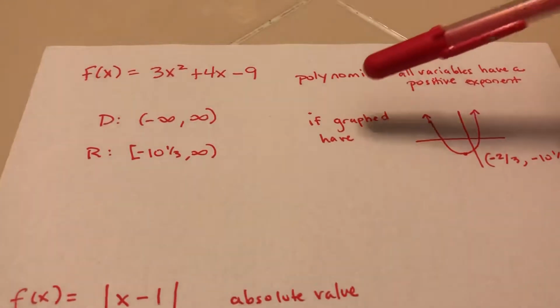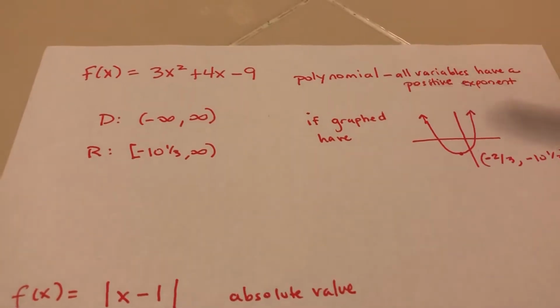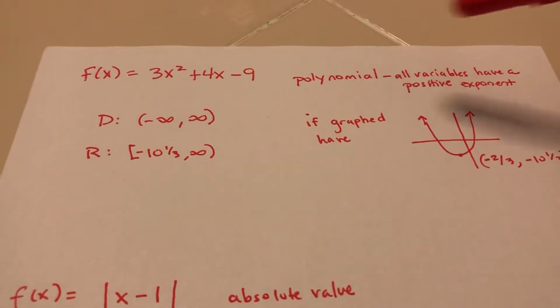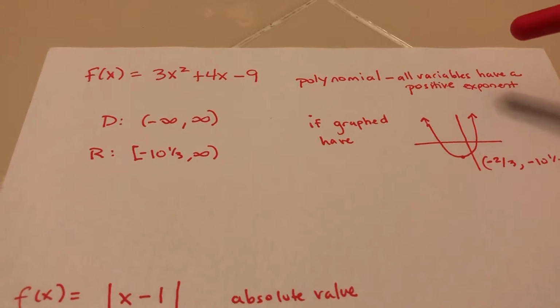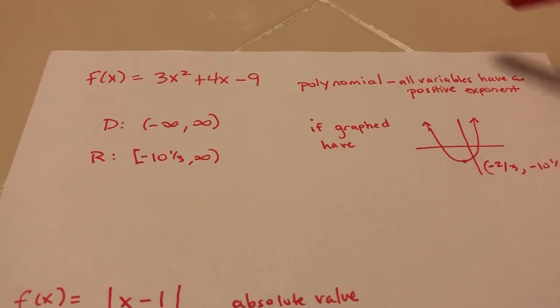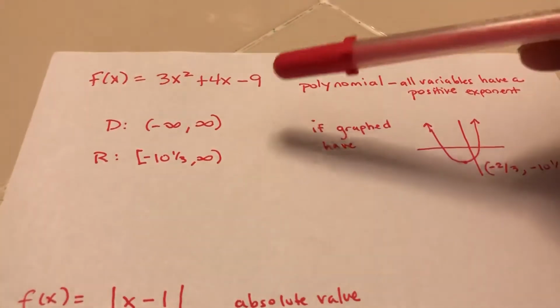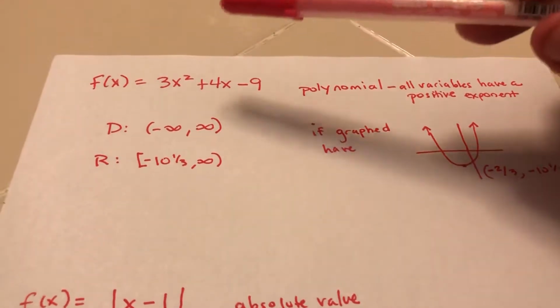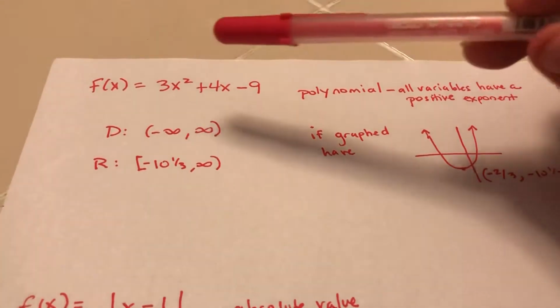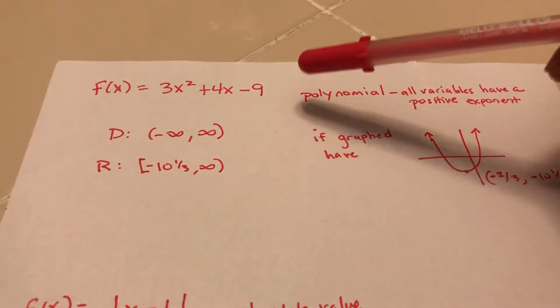The first kind of function we'll see are polynomial functions. We know they're polynomials because all of the variables in the equation have a positive exponent. None of our variables are in a denominator position. So for example, f of x is equal to 3x squared plus 4x minus 9.